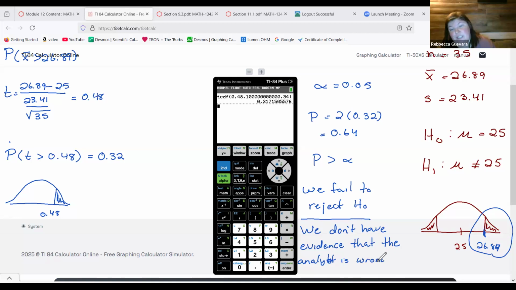The analyst predicted a mean of 25, and we got 26.89. What we're saying here is that that's not really that far off. We don't have evidence that the analyst was wrong about their prediction. Their prediction was pretty spot on. It may not have been exact, but it's still within the range of what would be considered normal.